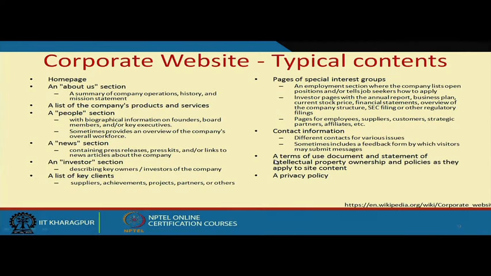Then besides this, the website also provides the terms of use of the documents, statements of the intellectual property and the policies as they apply to the website content. Additionally, they also have a privacy policy given on the websites. So, these are the typical features. Additionally, the companies may have many more features.